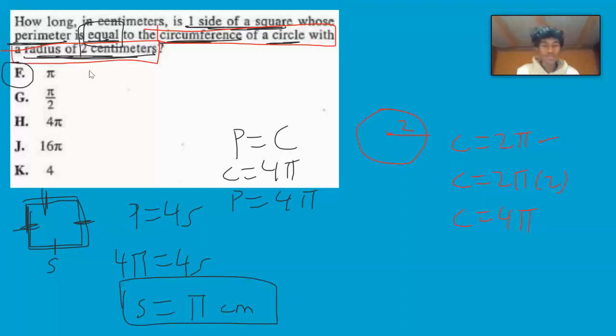Hopefully that wasn't as bad as it might have initially looked. First, we just found the circumference of the circle, and we knew that this was equal to the perimeter of our square because we were told so. Then, just dividing this by 4 to find the length of one side of our square, we got an answer of pi centimeters.